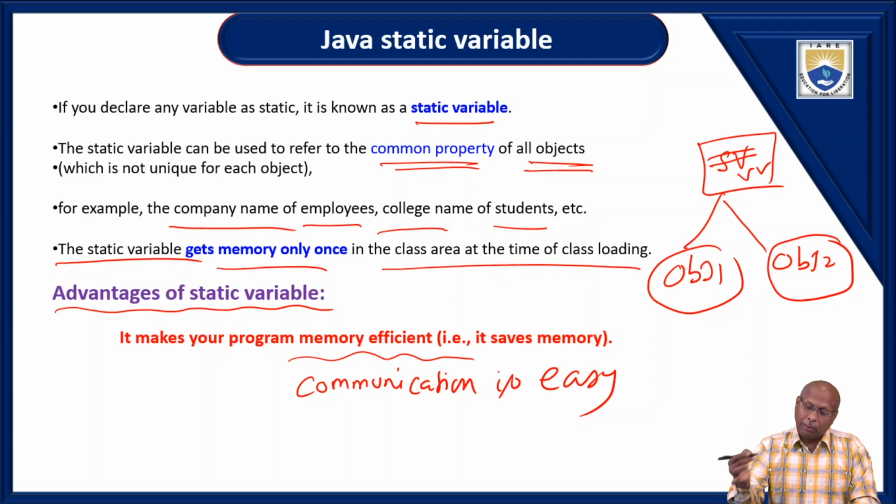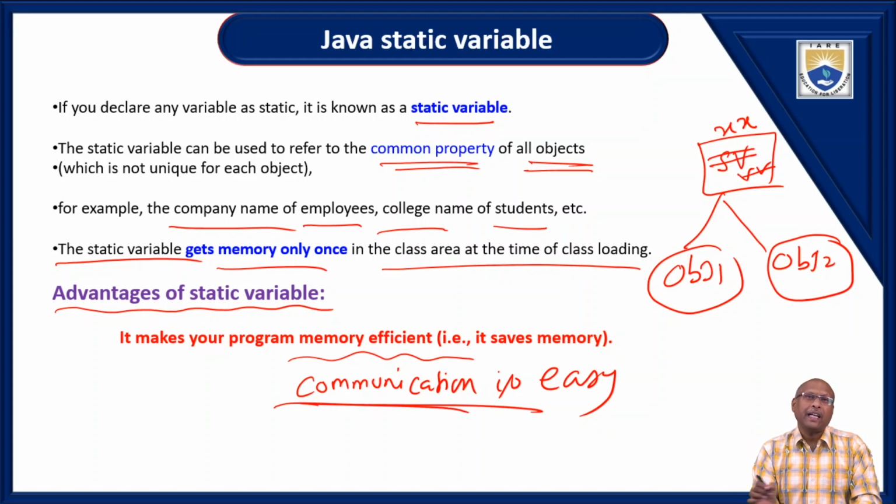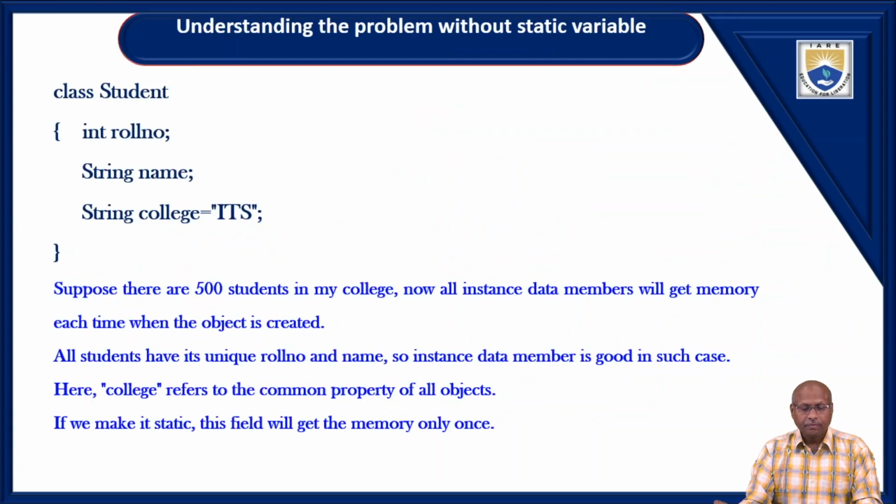Sometimes obj2 wants to send some message. So here, assume I write XX. This XX comes to obj1. So it is also easy to communicate among the objects by declaring a static variable. A static variable is one for memory optimization and another for easy communication among the objects. So this is the importance of the static variable.